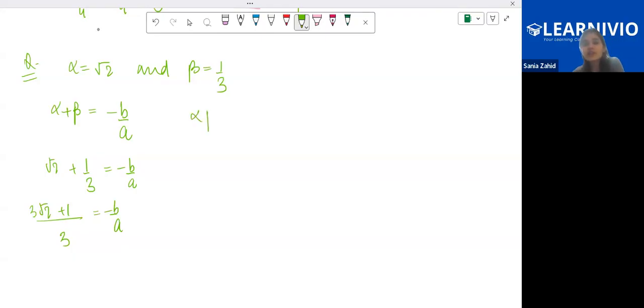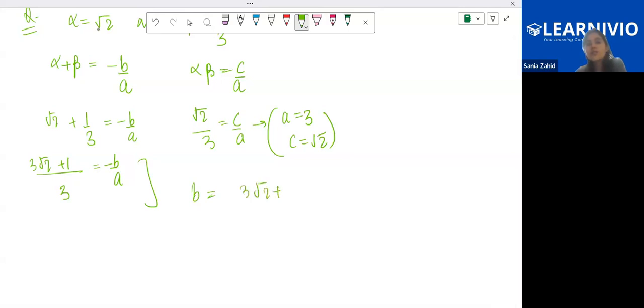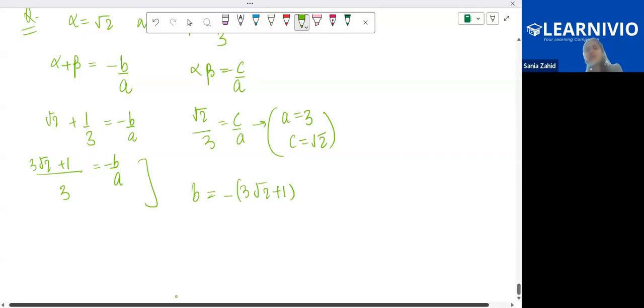Let's calculate alpha into beta is equal to c by a also. So alpha into beta is root 2 by 3 is equal to c by a. That means it is clear that a is 3 and c is root 2, right? From this part, we get to know this. And from here also, you can confirm that a is 3 only. And b is equal to what now? b is equal to 3 root 2 plus 1. And this is negative because b was negative, right?